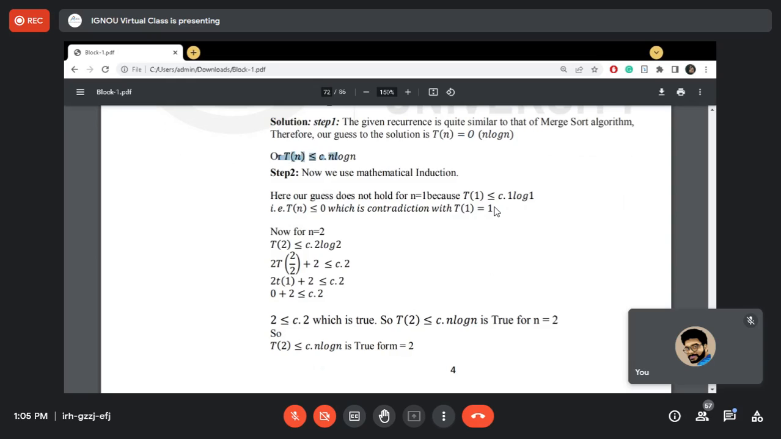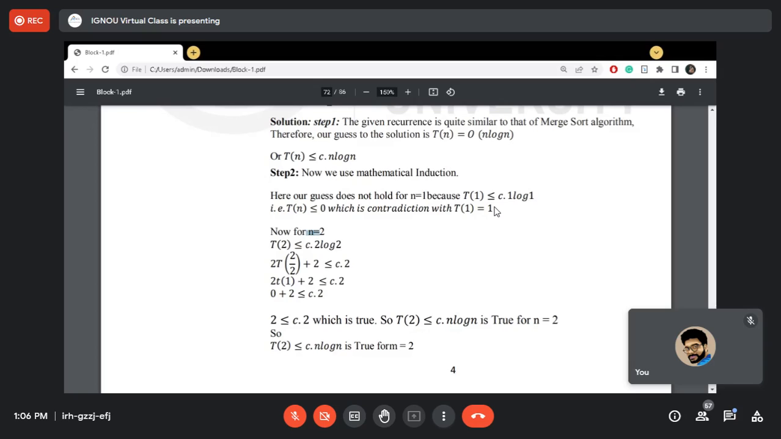Right? So now this is our step 1, that means guessing is our step 1. Now step 2 is we use mathematical induction here. So in mathematical induction, first n is equal to 1. We just put n equal to 1 here, here, and here. So log 1 is equal to 1. So here T(1) is equal to 1.